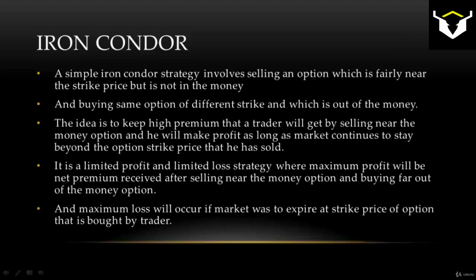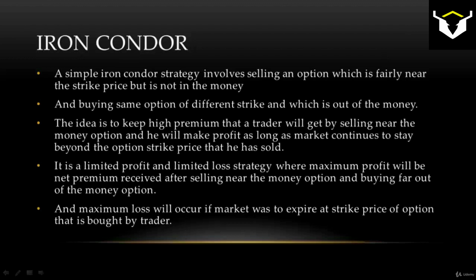So this option strategy is set up when a trader knows that the market is trading at a resistance point. Beyond this, the market will react from here and will not go beyond this point, but he is not completely sure. So he sets up an iron condor.